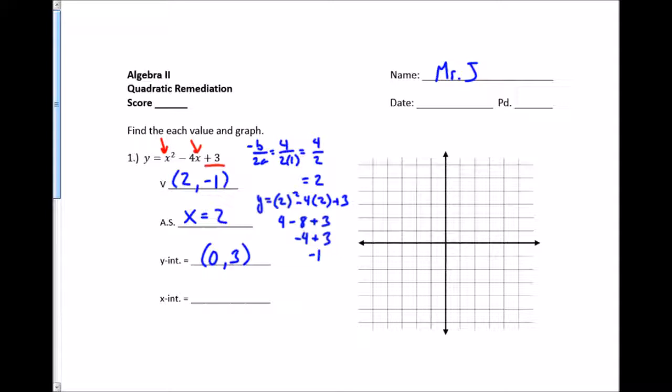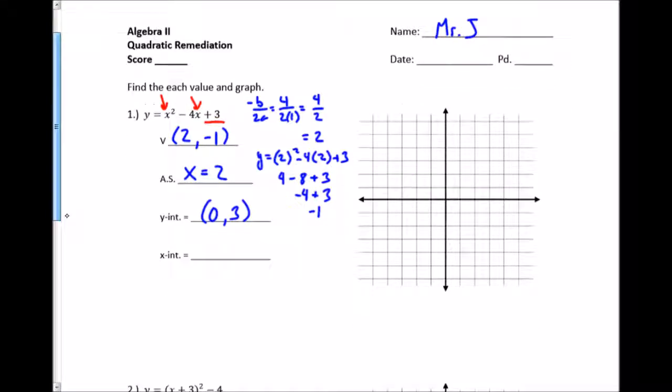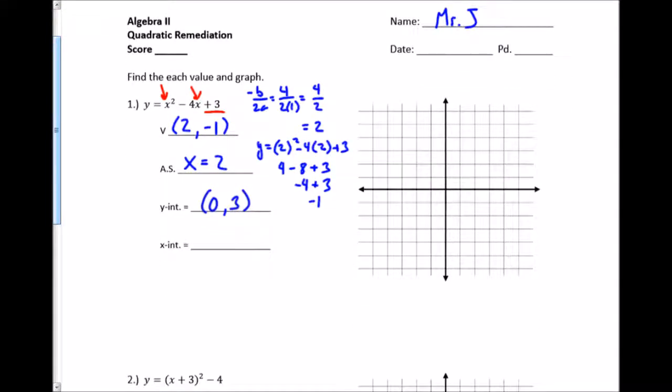Okay? And then the x-intercepts, these are the ones that we're really interested in when we're solving quadratics. The x-intercepts are when y equals 0. So if I were to plug a 0 in for y, it would give me x squared minus 4x plus 3 equals 0. All right?